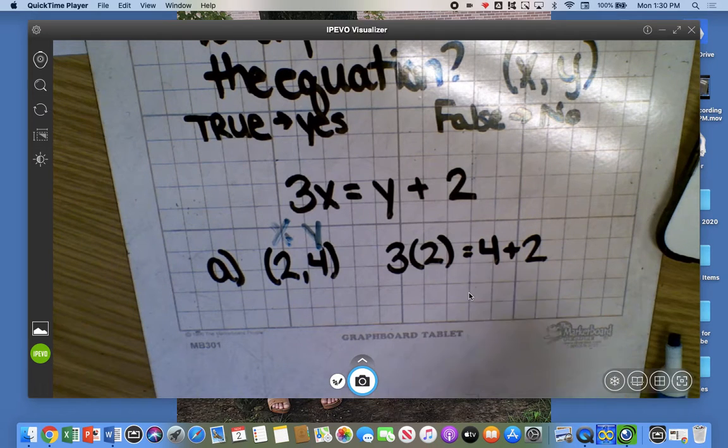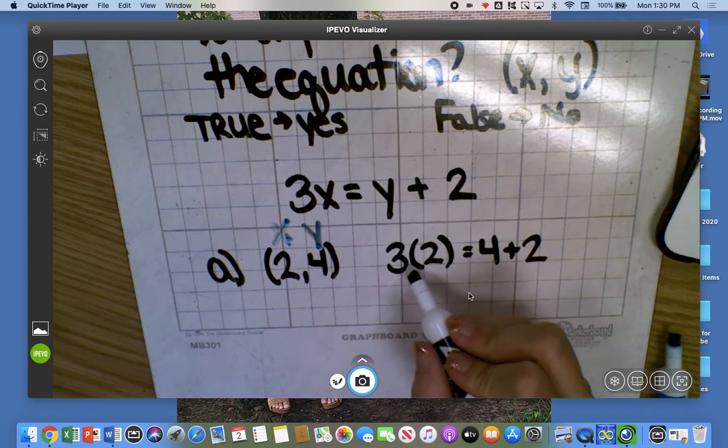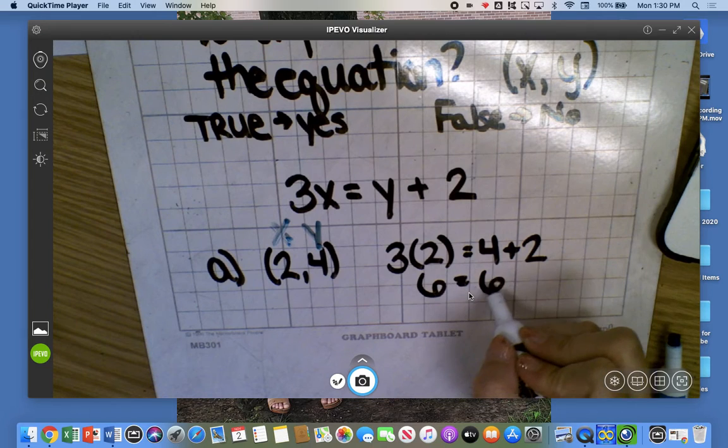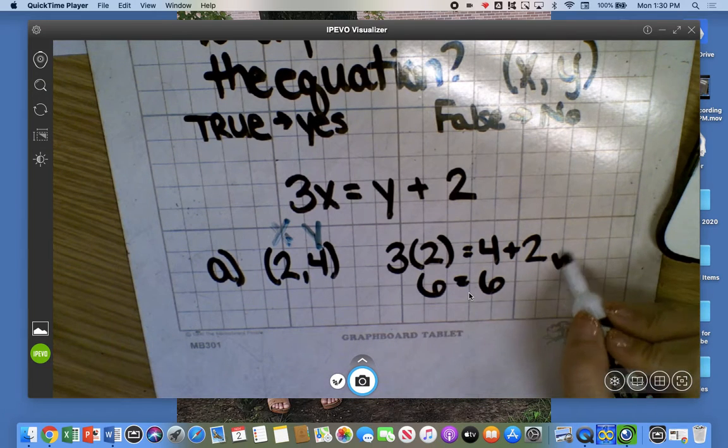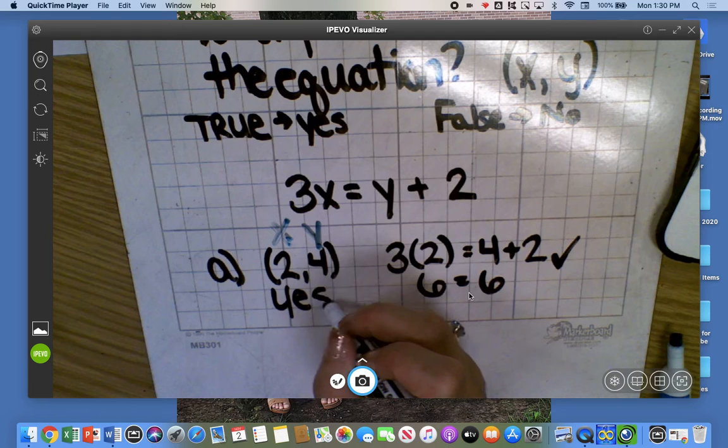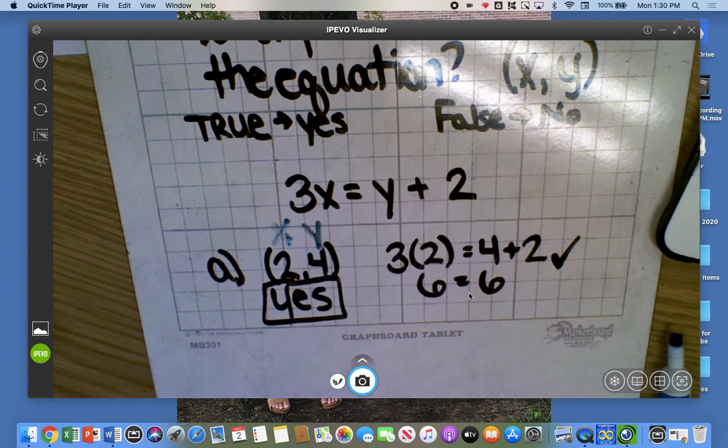Is this a true statement? So we just have to do the math. 3 times 2 is 6. 4 plus 2 is 6. Is 6 equal to 6? Absolutely. So we would say, yes, this is a solution to the equation.